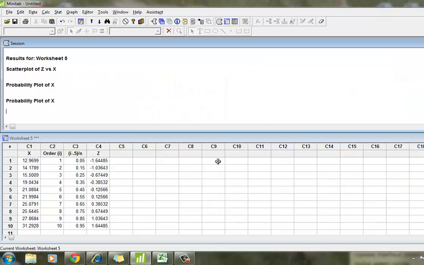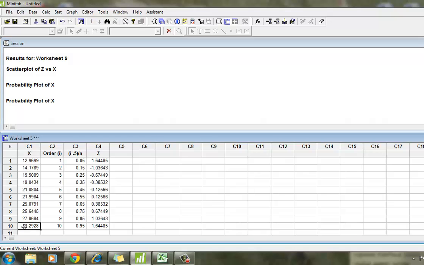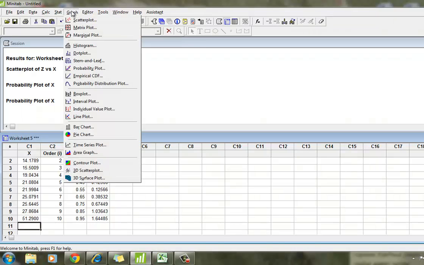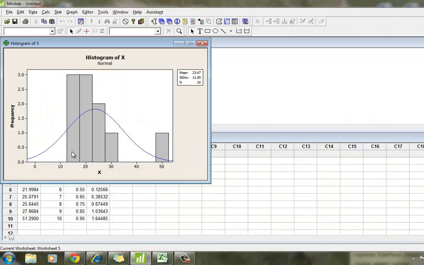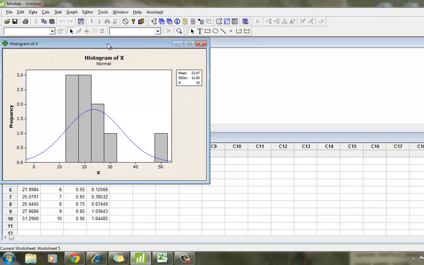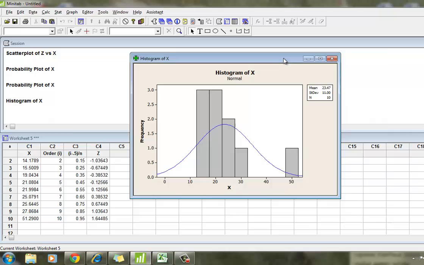So what does this really tell us? For example, let's say we take this 10th observation here, which is 31, and we change it to a 51.29. If we do a graph of that data, we see that we have one observation that is now quite a ways away from the rest of them. What impact does that have on the normal probability plots?